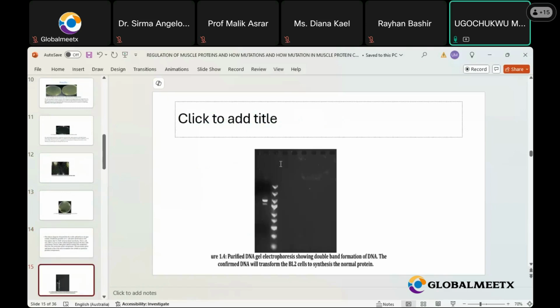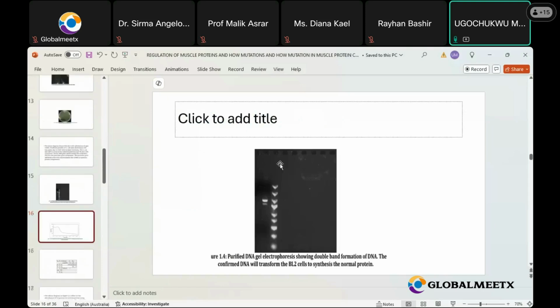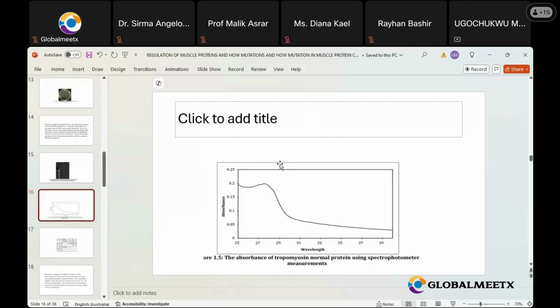The next slide shows the purified DNA gel electrophoresis showing double band formation of DNA. The confirmed DNA will transform the BL2 cell to start synthesizing the normal proteins. The next slide is the observance of the tropomyosin normal protein using spectrophotometer measurement.